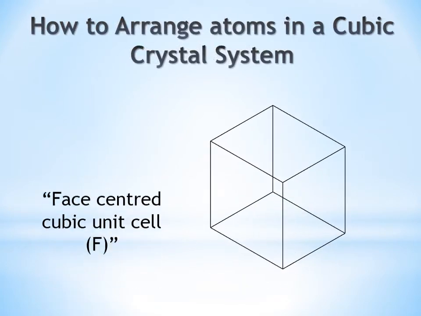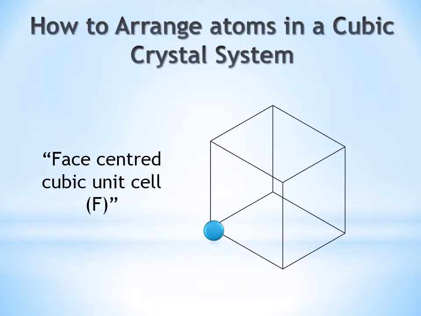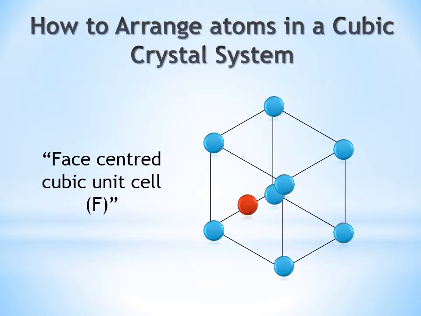The last and final way of arranging the atoms in a cubic crystal system is in a face-centered cubic unit cell. This is where there is an atom on each of the corners, just as in a primitive unit cell. However, now there is also one atom on each of the faces of the cubic unit cell. These atoms are highlighted in red on the diagram. Please note that there is no atom in the centre of the cell, as in body-centered unit cells.